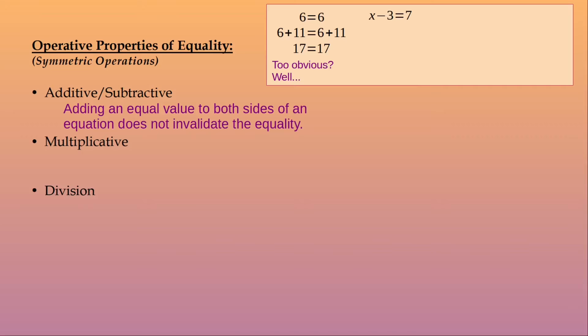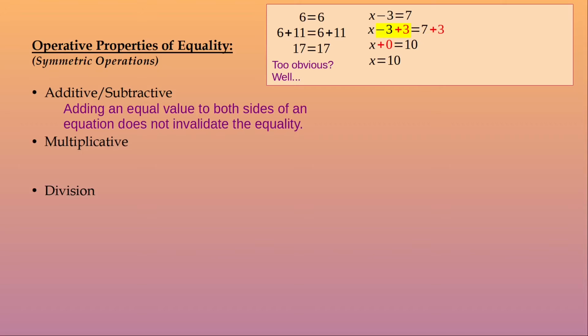right side as well. So if I add 3 to both sides, the minus 3 and the plus 3 on the left side are going to undo each other, and that will leave me with just x, and then 7 plus 3 is 10.